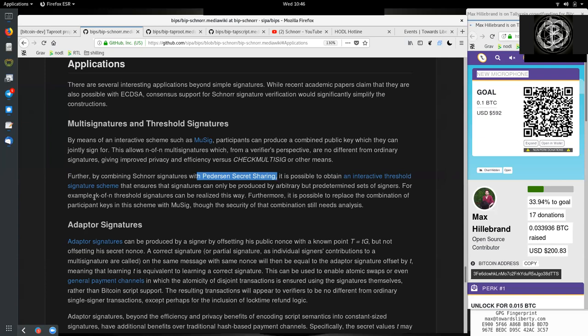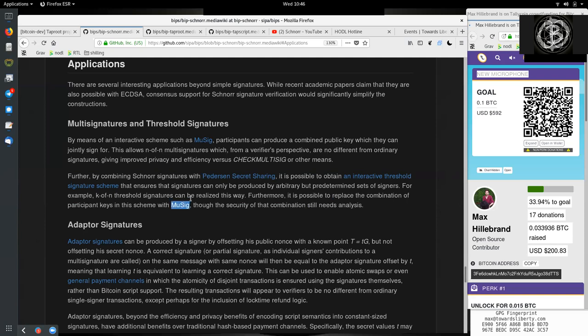And in this way, we can have K of N threshold signatures, which is really, really cool in the sense that it is, again, cryptographically enforced and no longer enforced on the network consensus layer. Furthermore, it is possible to replace the combination of participant keys in the scheme with MuSig, though the security of that combination still needs analysis. So that is the really cool thing.